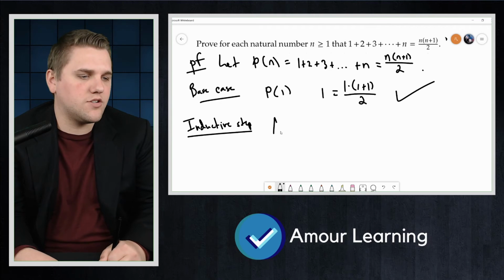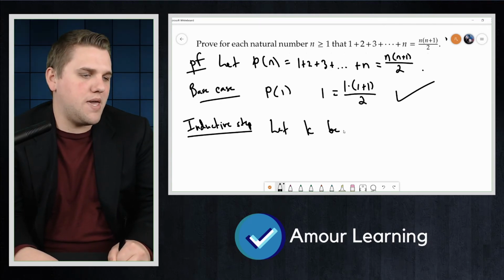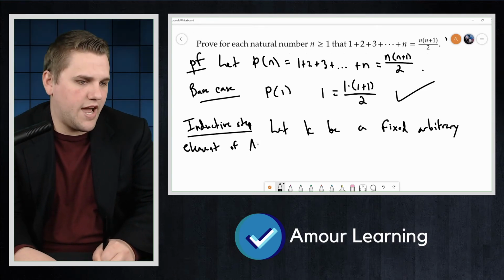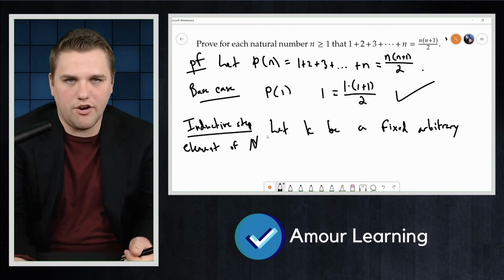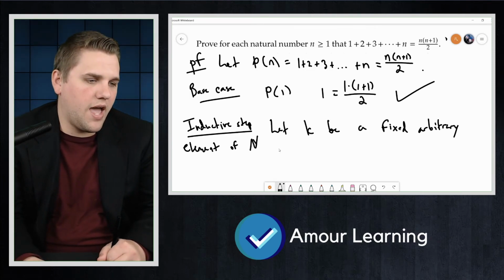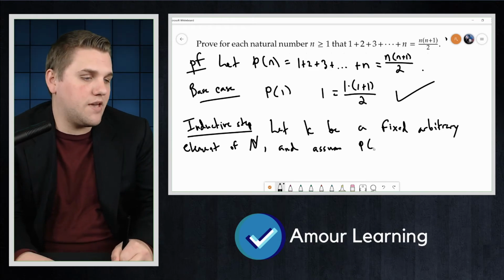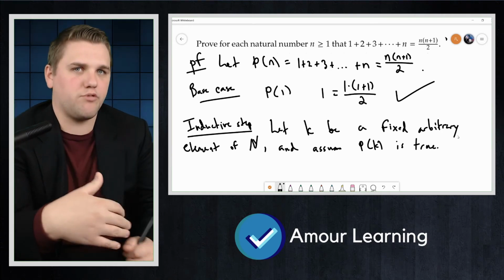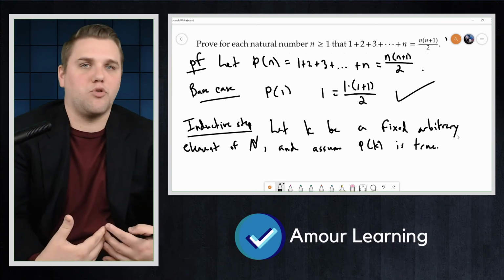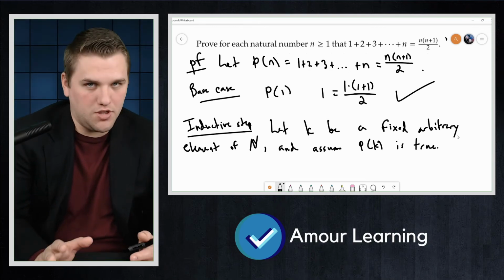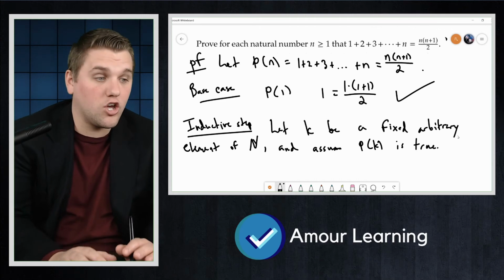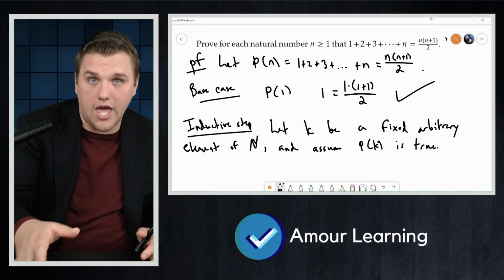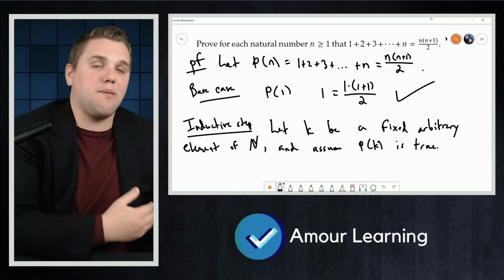So what is P of k? We're going to first off let k be a fixed arbitrary member or element of the natural numbers, or you could just say it's greater than or equal to 1, either or. And let's assume that P of k is true. You're going to notice through these 3 lectures that I'm about to go through, for all of these 3 big induction proofs, that it seems like we're assuming the conclusion here. Again, we're not assuming the conclusion. We're assuming P of k is true for some arbitrary k, not all k, just some arbitrary k, so that we may prove that P of k plus 1 is true.